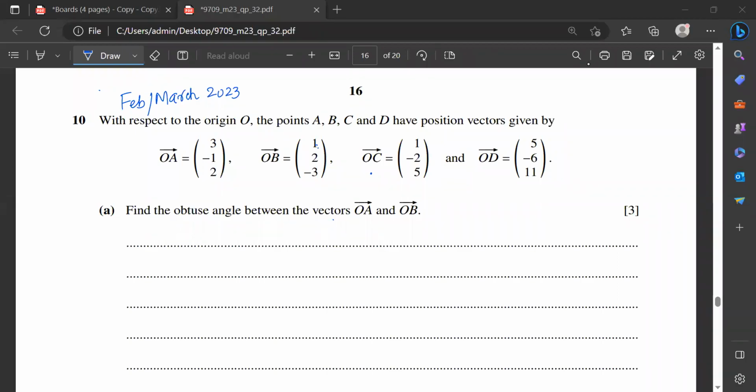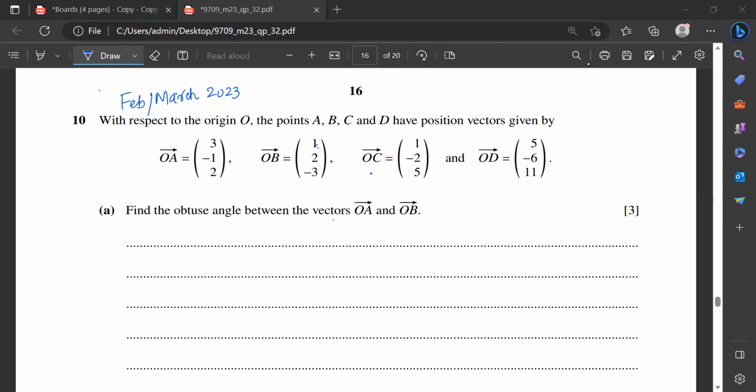Question from February March 23. With respect to the origin O, the points A, B, C, and D have position vectors given by, so there are four position vectors given for the points A, B, C, and D. Find the obtuse angle between the vectors OA and OB.